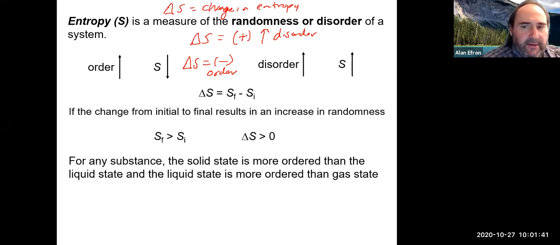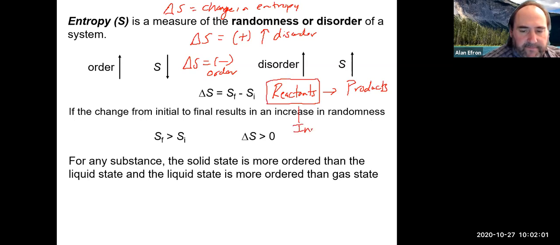And what we're talking about is in terms of the final state compared to its initial state. So when we think about a chemical reaction, we have our reactants that go to products. And essentially here, our reactants are our initial state, and our products are essentially our final state.